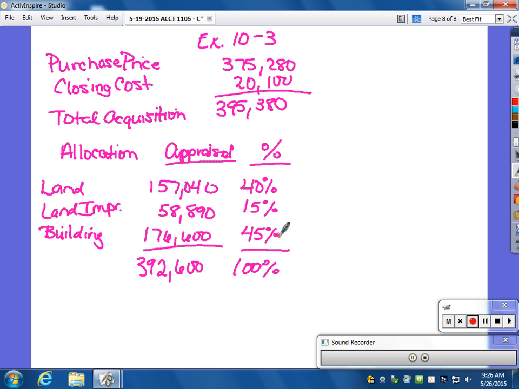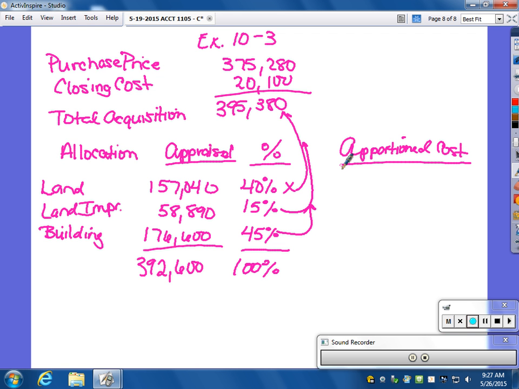Multiply it. We're multiplying each one of these by this, are we not? Yes. So that you can find an apportioned cost, is what it's called. So when you do 40% or 0.40 times 395,380, what do you get? 158,152.